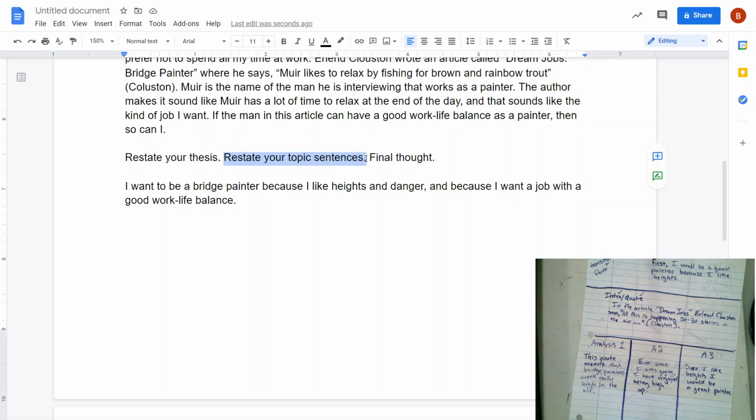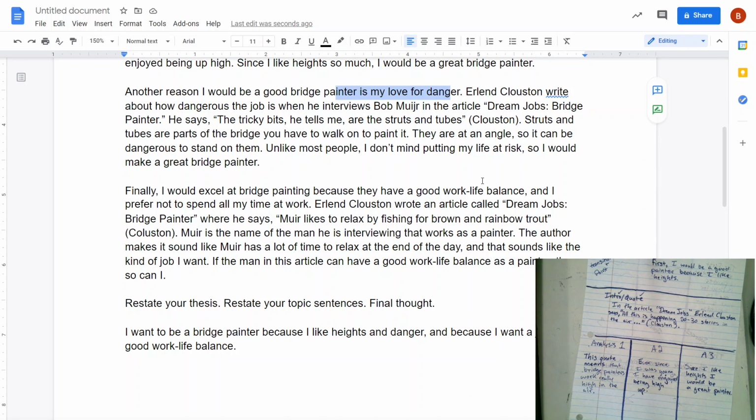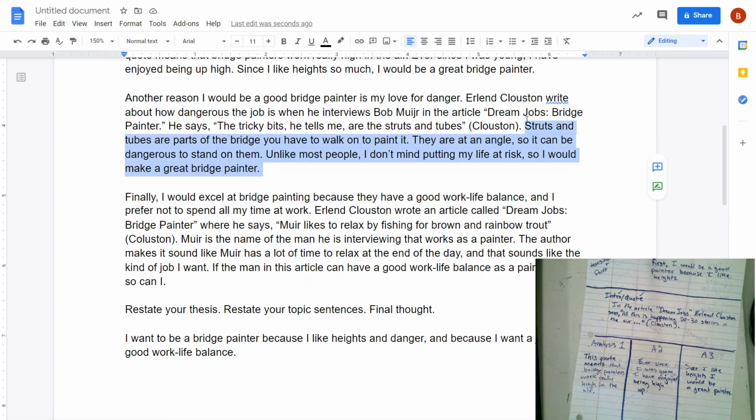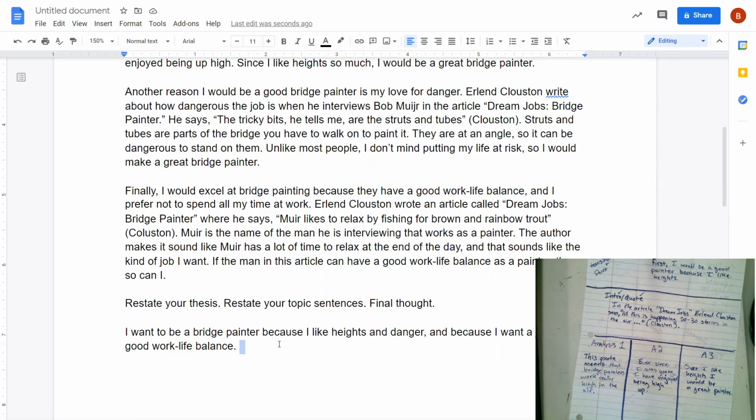Now restate your topic sentences, and the reasons from them. I like heights. I like danger. So if your topic sentences are like mine, you might need to restate something that you said in your analysis sections. Okay, so I'm going to go ahead and just add a few things here.